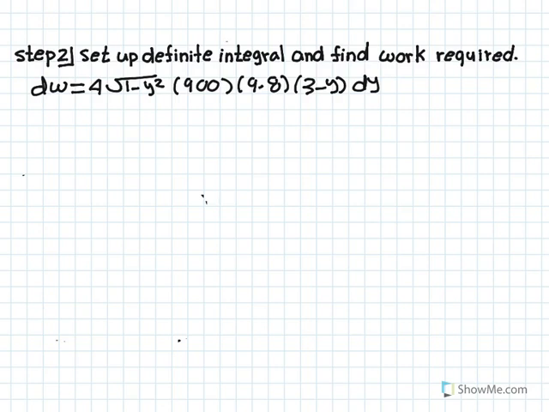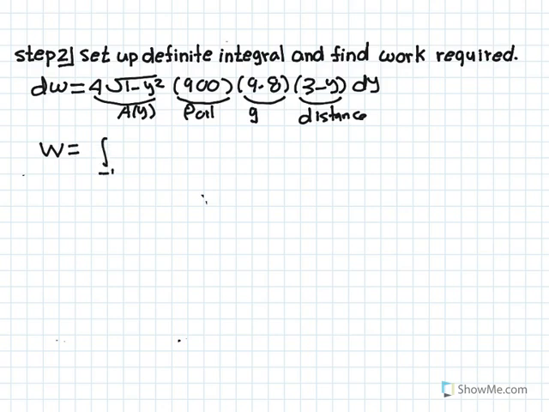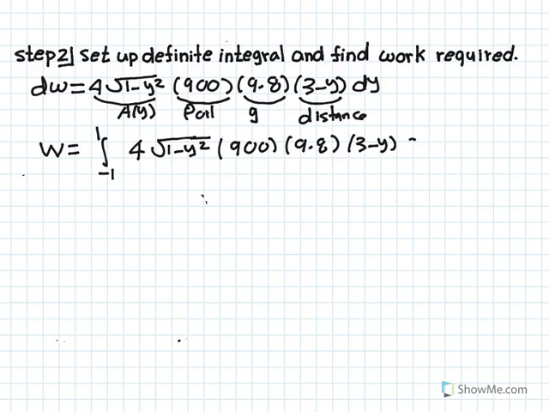So let's break this down. This is the cross-sectional area of a rectangular slice. 900 is the density of oil. 9.8 is gravity. 3 minus y is the distance that every rectangular slice has to travel to be pumped over the top. All right, so the work is going to be the integral from -1 to 1, 4 root 1 minus y squared times 900 times 9.8 times 3 minus y dy.